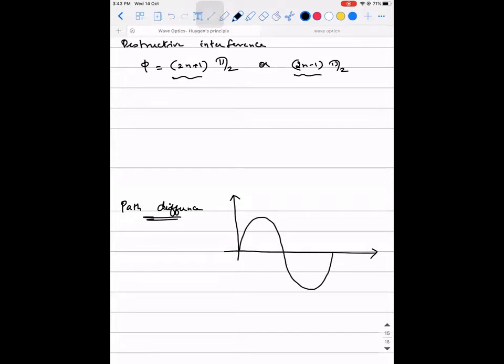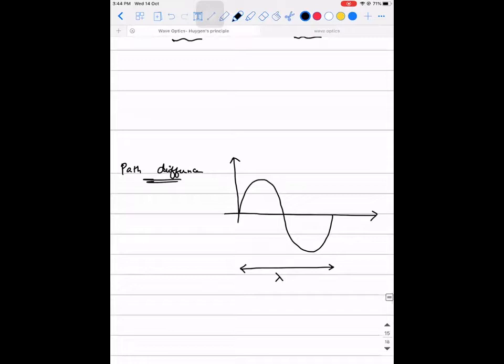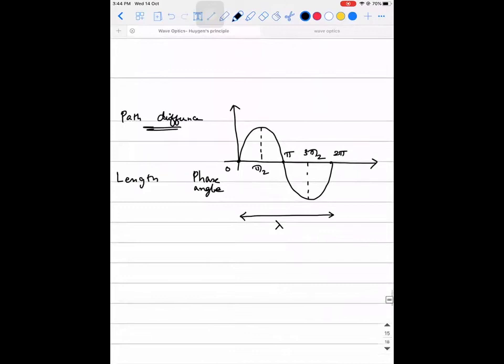Observe. If I take this wave, it has completed a full cycle. So what is the length of a full cycle? It is one wavelength, right? So if I take it in terms of angles, this is 0, this is pi by 2, this is pi, this is 3 pi by 2, and this is 2 pi, right? Now tell me one thing. Length, phase angle, okay?